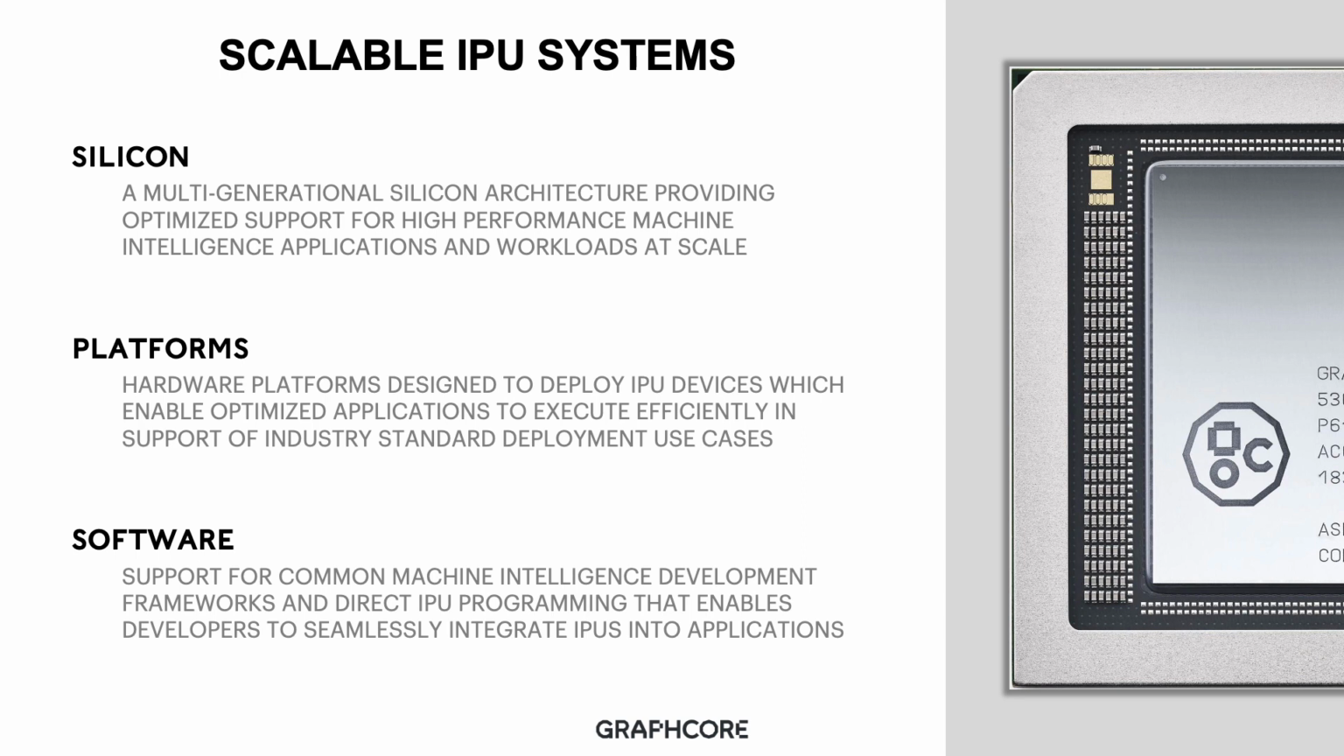In order to use both our silicon and our hardware platforms, we have most importantly our software. Our software provides the glue between these other two technology constructs. Software provides support for common machine intelligence development frameworks and direct IPU programming. This enables developers to seamlessly integrate IPUs into applications. By combining these three key GraphCore technology constructs together, we produce scalable machine intelligence systems that can be built on top of IPU technology.